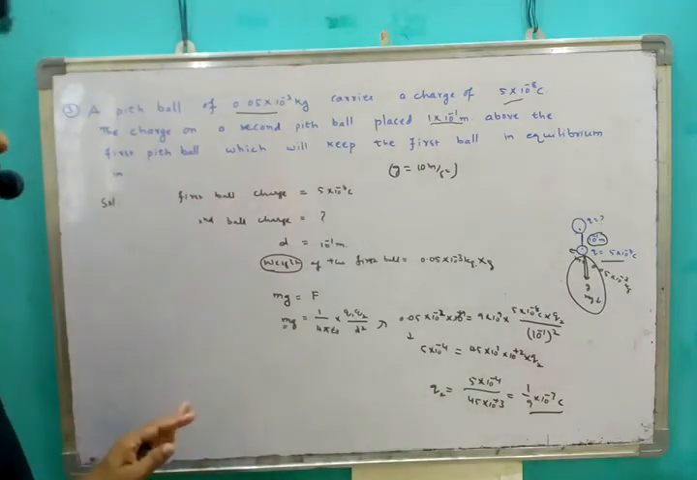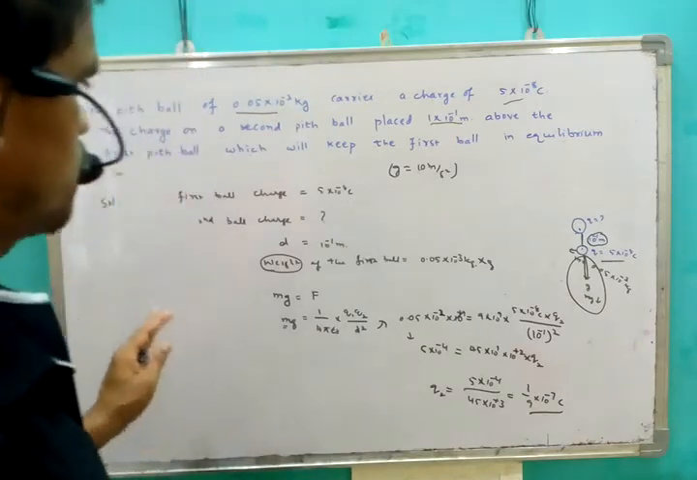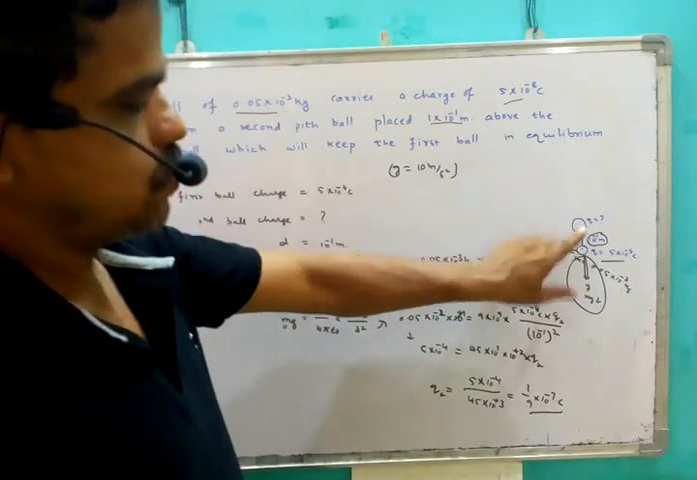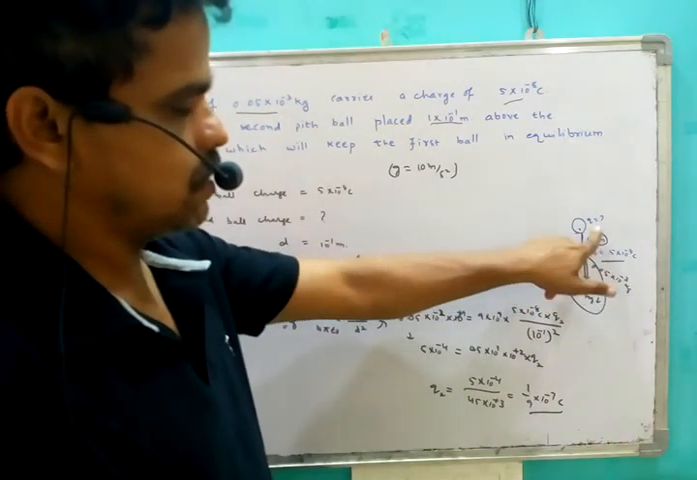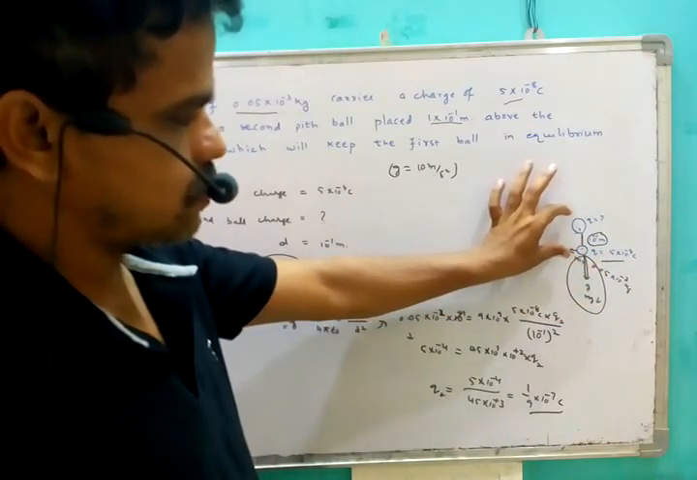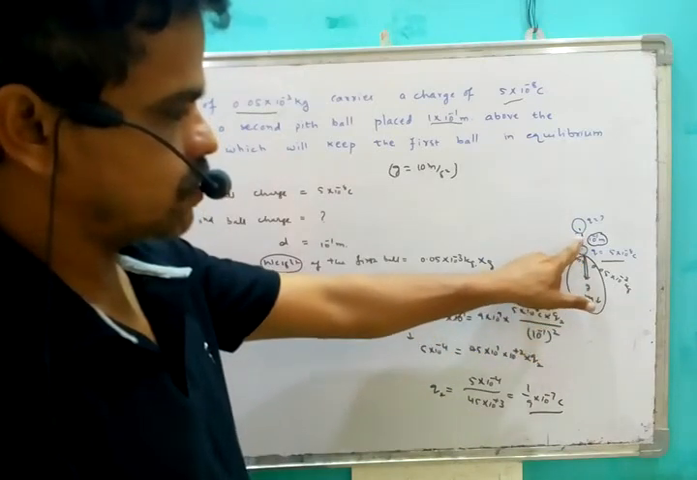Actually, the numericals are not that important. What is the procedure here? What is the concept here? In the first ball some charge is there, and the second ball also has some charge. The force between these two charges is equal to the weight of the first ball, because the first ball is in equilibrium.